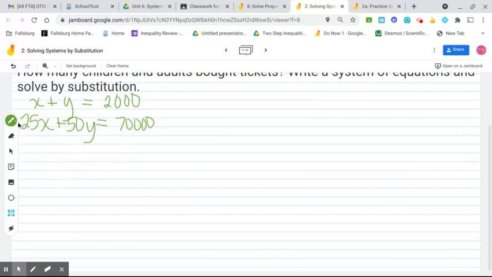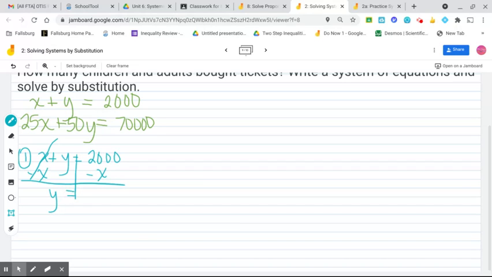Now that we have our system of equations, the first step is to solve for either x or y. I'm going to take x plus y equals 2,000 because this one looks a lot easier to solve than the other one. And I'm going to solve for y. Again, it doesn't matter which one you solve for, but I'm going to subtract x from each side. That gets rid of my x's, and I have y equals 2,000 minus x. Or you can write it negative x plus 2,000, either way. But we solved for y.